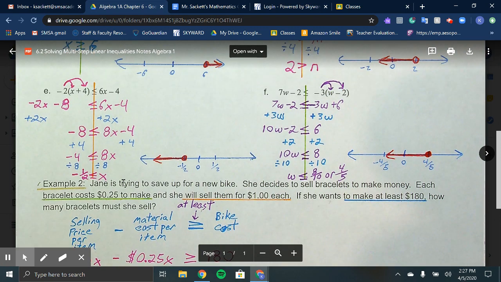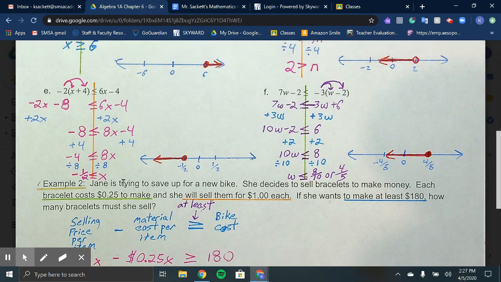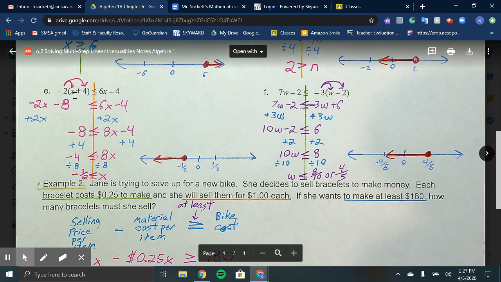Now in E, we first have to deal with the distributive property due to the parentheses here on the left. So the first thing I'm going to do in E is distribute the -2 times x and the -2 times the +4. That gives me -2x minus 8 is less than or equal to 6x minus 4.